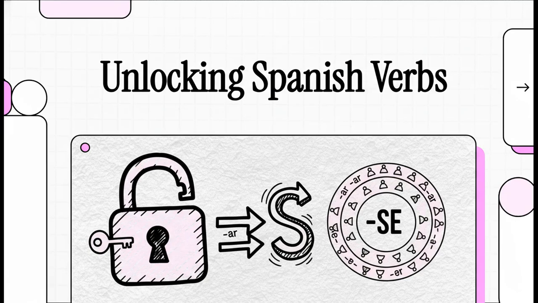Have you ever been stumped by that little "se" tacked onto the end of a Spanish verb? Trust me, you are not alone. Today, we are going to unlock that puzzle. And by the end of this, you'll see it's not a problem at all. Actually, it's a secret key to understanding Spanish on a way deeper level.